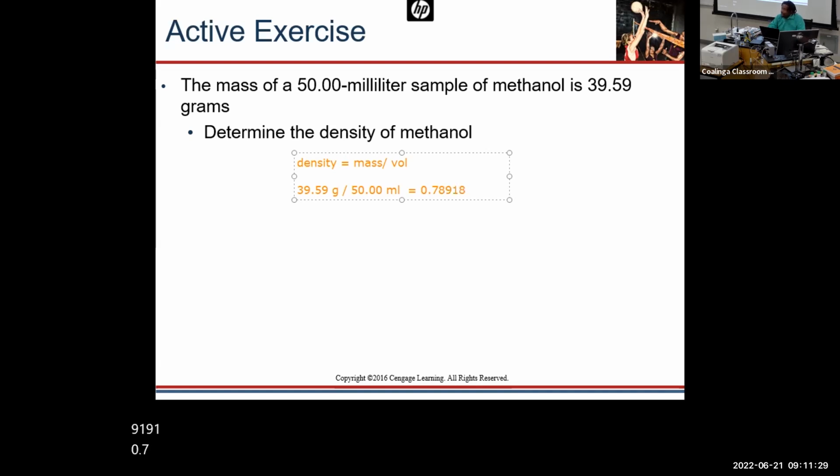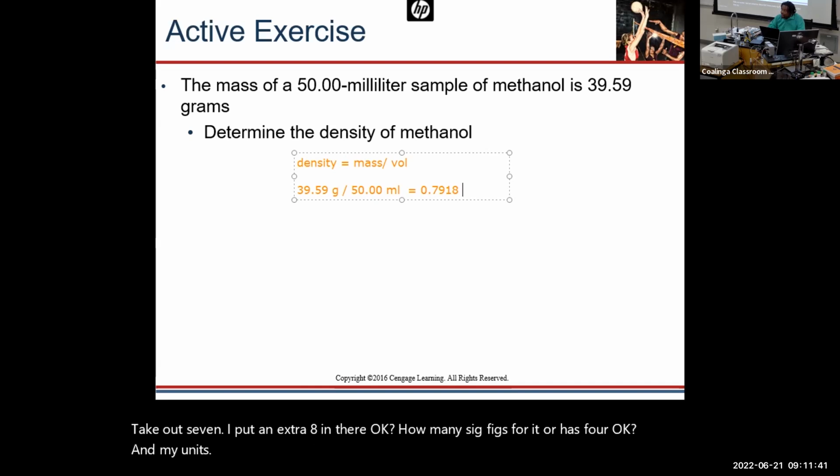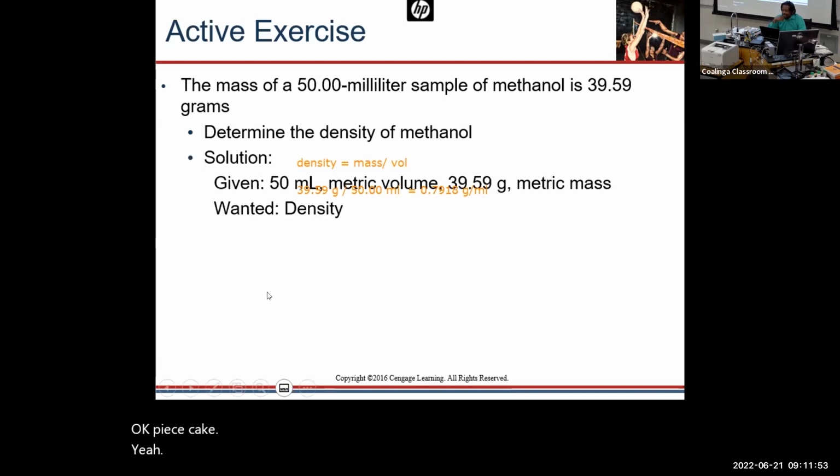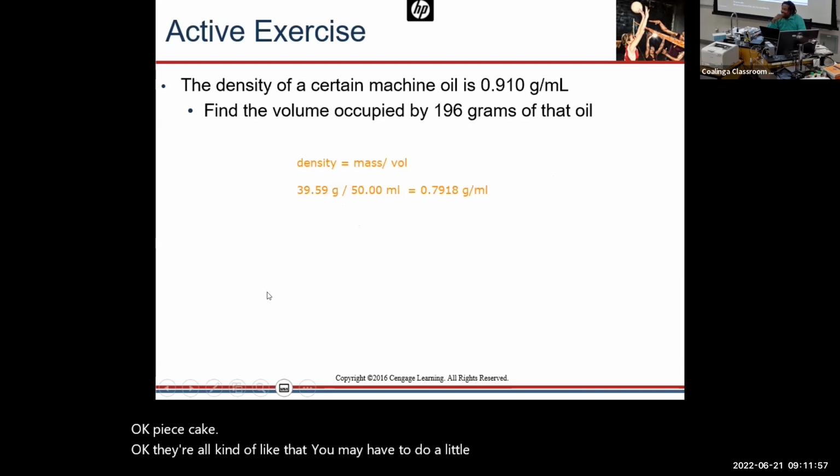Let's take out the first 8. Take out 7. Okay, how many sig figs? 4, I guess 4. Okay. And my units? Grams per milliliter. Piece of cake? You don't like that. They're all kind of like that. You may have to do a little extra work to get there.